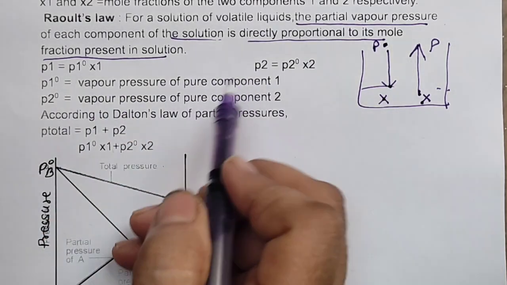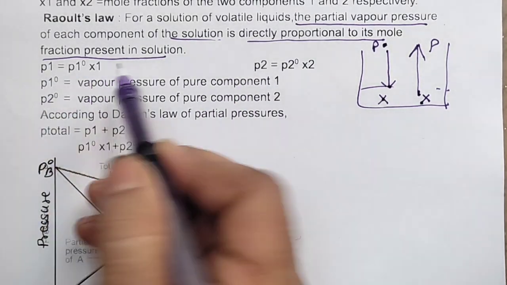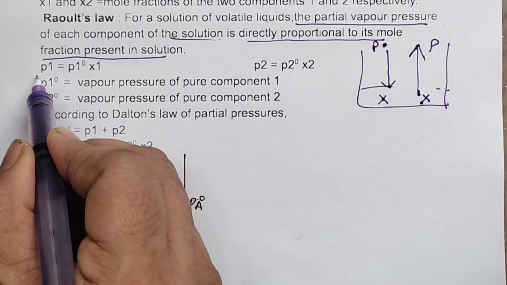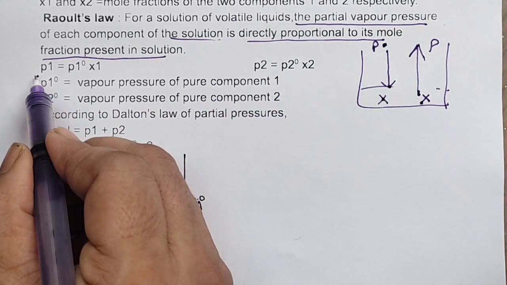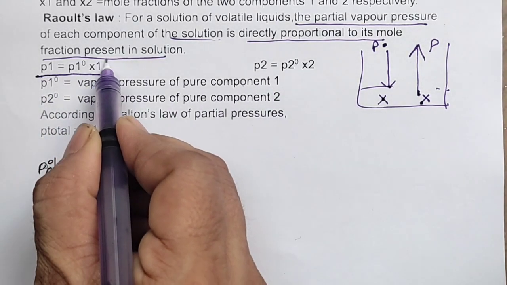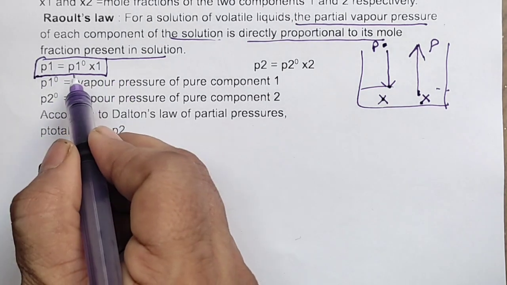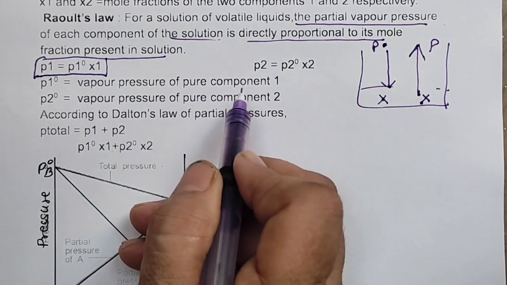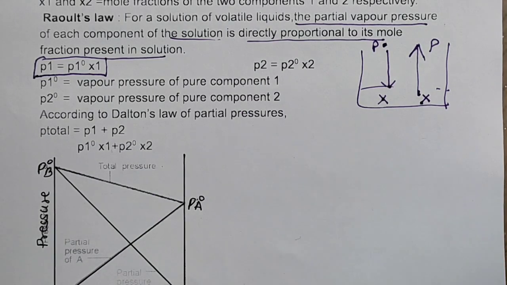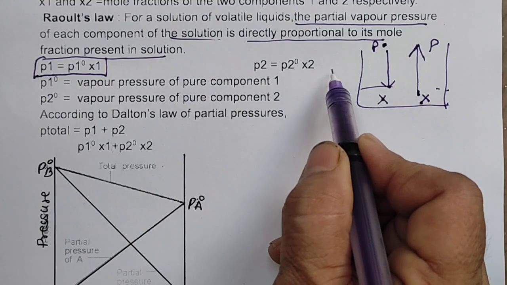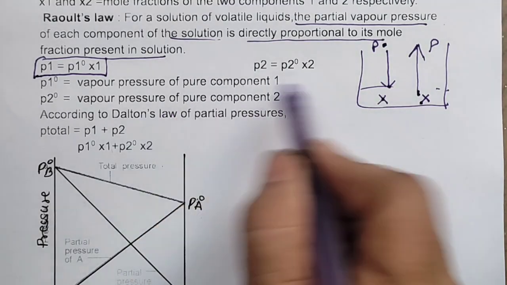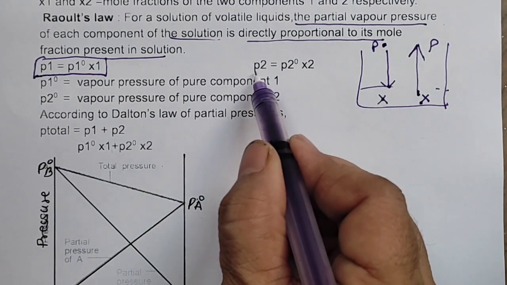So if there are two components in it, 1 and 2, their partial pressures are P1 and P2. So we can have P1 is equal to, this is one formula children, P1 is P1 naught chi 1, where P1 naught is the vapor pressure of the pure component when I take only one component in that particular container. P2 is P2 naught into chi 2. So if I take both the components, then their pressure becomes partial.